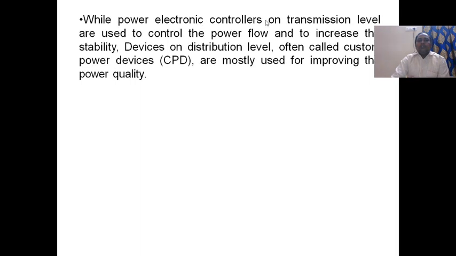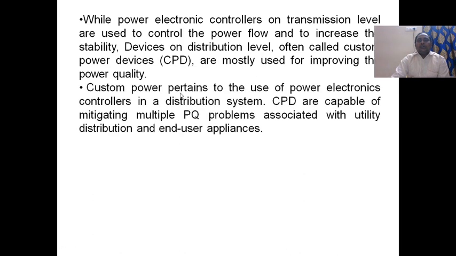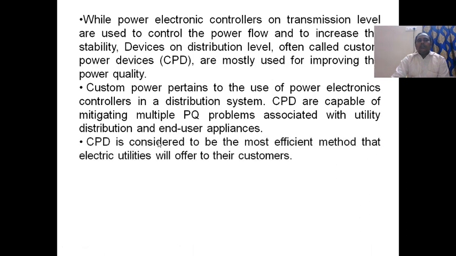While power electronic controllers at the transmission level are used to control the power flow and to increase stability, devices at the distribution level are often called custom power devices. The CPDs at distribution level are mostly used for improving the power quality. Custom power pertains to the use of power electronic controllers in a distribution system. CPDs are capable of mitigating multiple power quality problems associated with utility, distribution, and end user appliances. CPD is considered to be the most efficient method that electric utilities will offer to their customers.